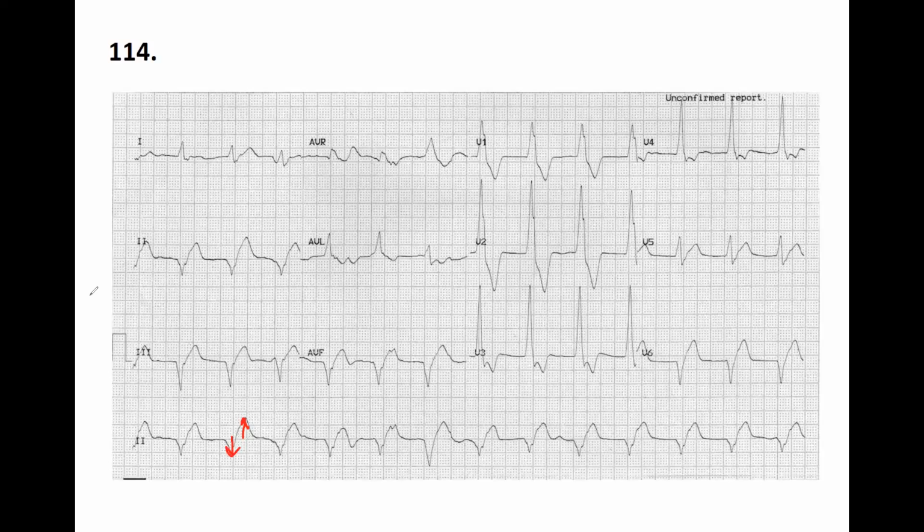So that's a ventricular rhythm. You can see it as a ventricular acceleration because the rate is around 75 beats per minute. So that can be an acceleration.